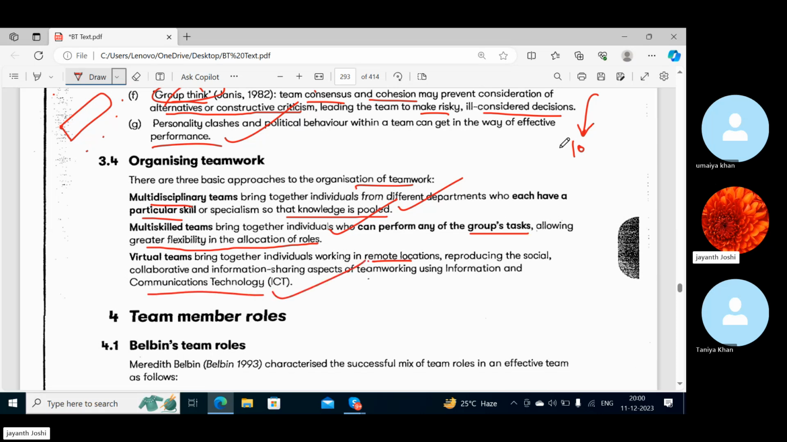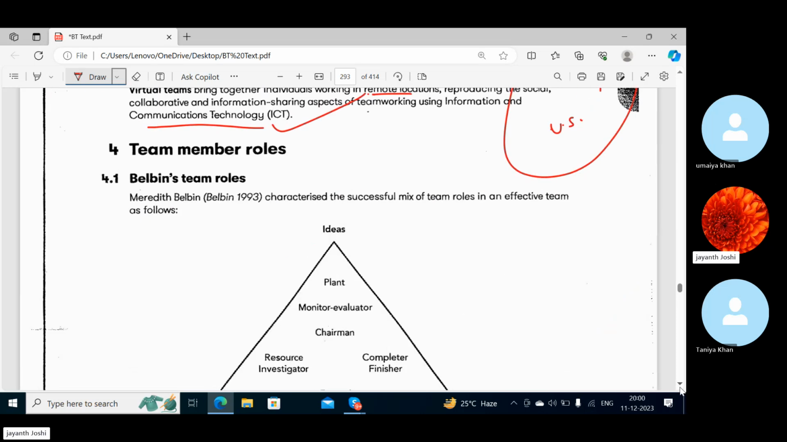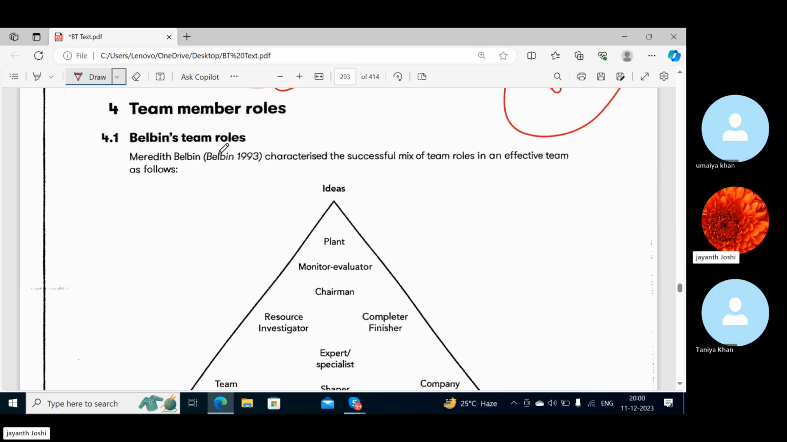That is, virtually someone is in America, some in the US, someone is in Australia, someone is in New Zealand, someone is in UK, India. All these people virtually can be connected through internet, like Skype meeting or Zoom or whatever, and they can discuss things. These are virtual teams. Team member roles, Belbin's team roles.